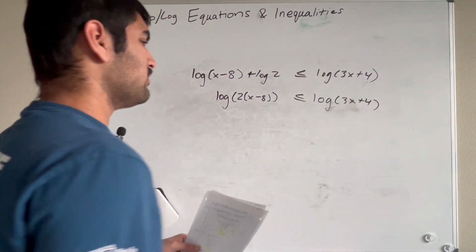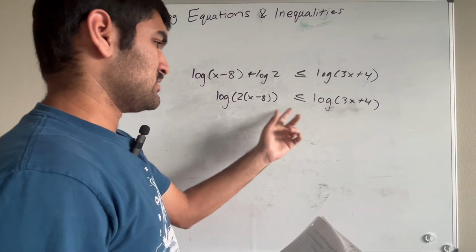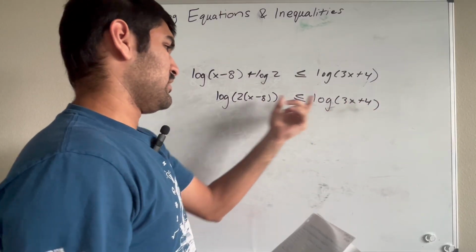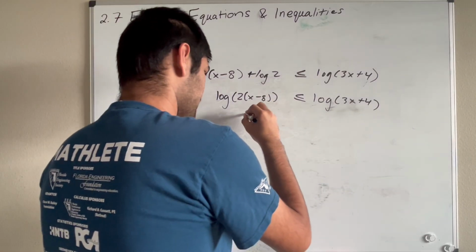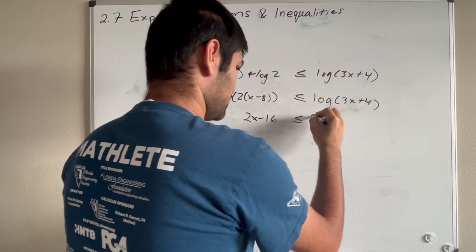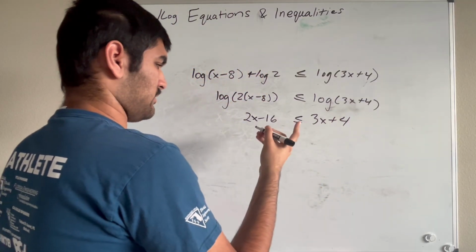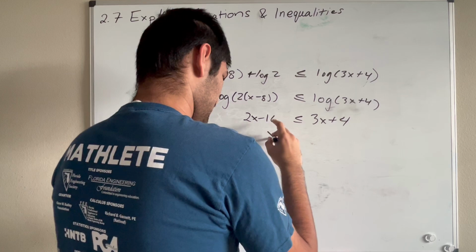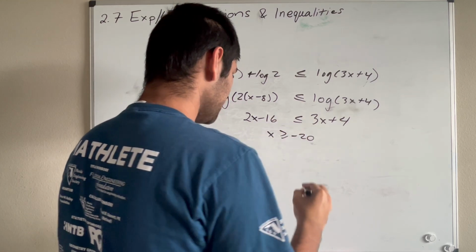And then from here on out, it's just the same thing as solving equations, right? So you have log of something is less than or equal to log of another thing, meaning the insides have to be less than or equal to each other. So you could just get rid of the logs, and you get 2x minus 16, just distribute the 2, is less than or equal to 3x plus 4. And then isolating for x, you get that x is bigger than or equal to negative 20.